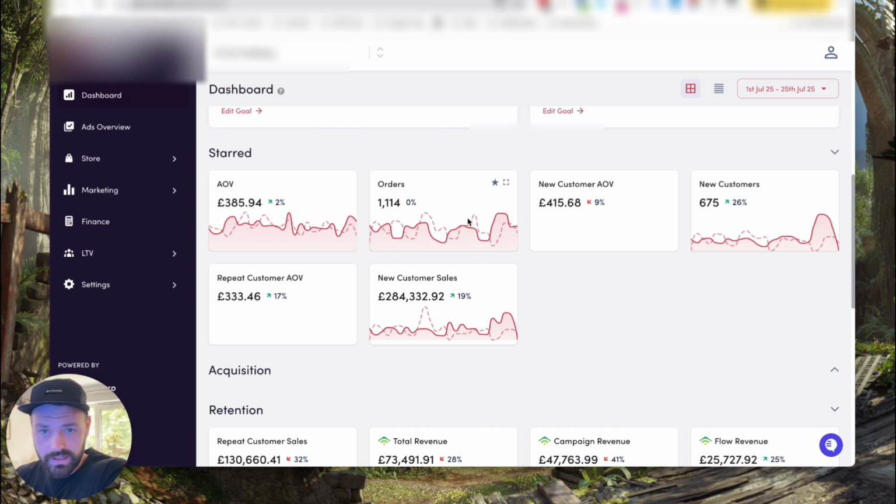The offer is the same month on month. Nothing's really changed, so no internal factors have changed. So flat on orders. Now, interestingly, our AOV has improved slightly. So that's good, 2% uplift. Now, our new customers has improved quite considerably, which is good.